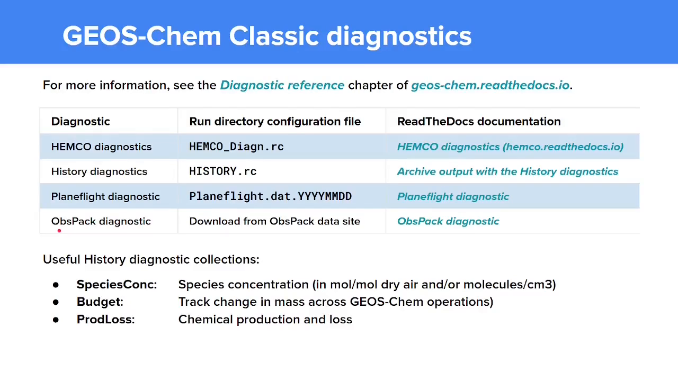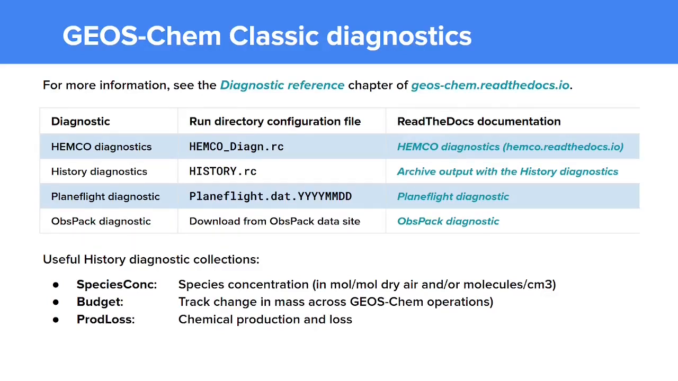And then NOAA has several ObsPack observation stations around the globe. You can download an ObsPack file for use in GEOS-Chem. The ObsPack diagnostic will read the coordinates out of the file and save output at those station site coordinates. If you're interested in using that, I would refer you to the ObsPack Diagnostic documentation, which is also on GEOS-Chem readthedocs.io.